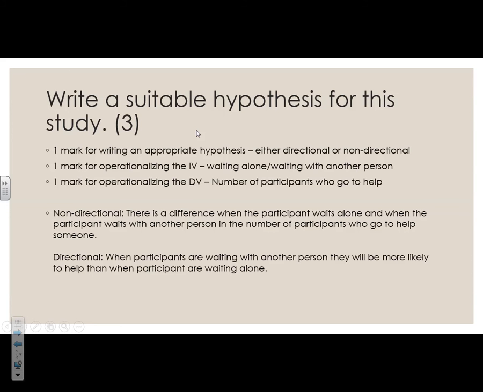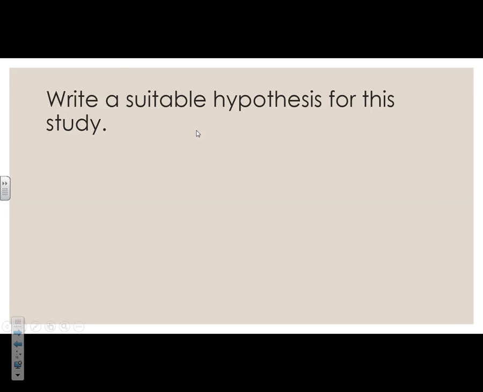So if you went non-directional, you'd say there is a difference between when the participants wait alone and when they wait with another person in the number of participants who go to help someone. So you've said it's non-directional, you've written that correctly, you've operationalised the IV, you've mentioned both conditions, and you've operationalised the DV, you said both numbers. Directional: when participants are waiting with another person, they will be more likely to help than when participants are waiting alone. So that'd be directional, more or less likely. You've named both conditions, alone or with someone else, the number of participants they're likely to help, and you've said directional. So for those you get 3 marks.